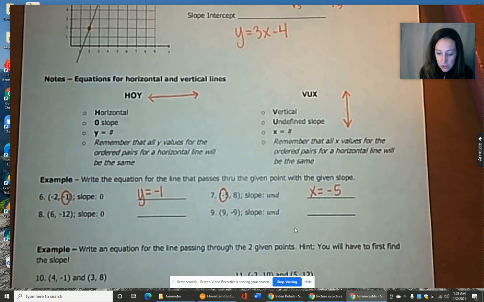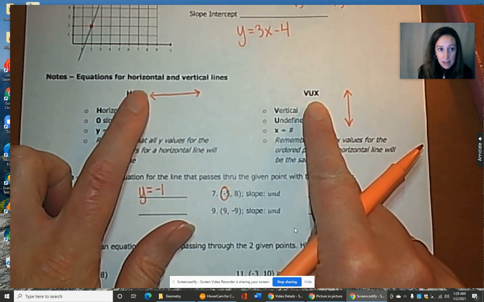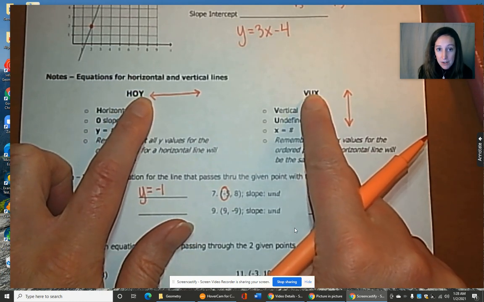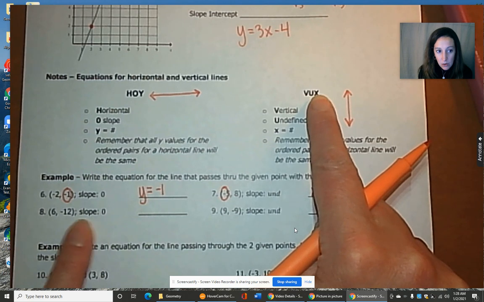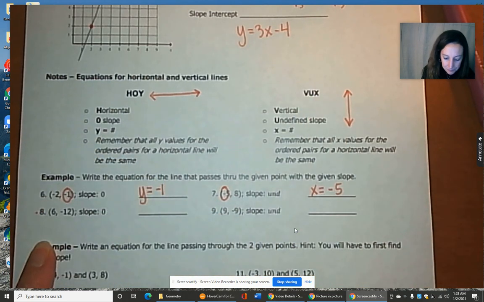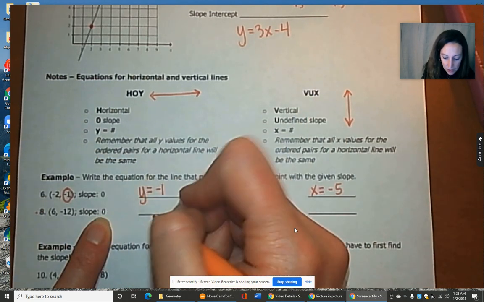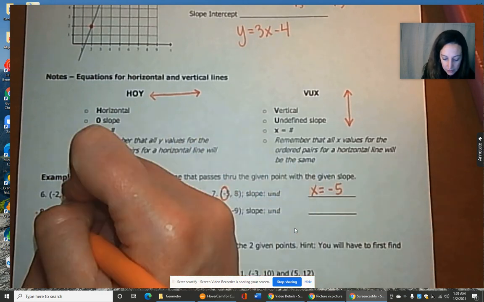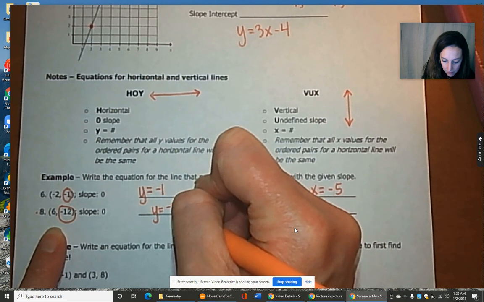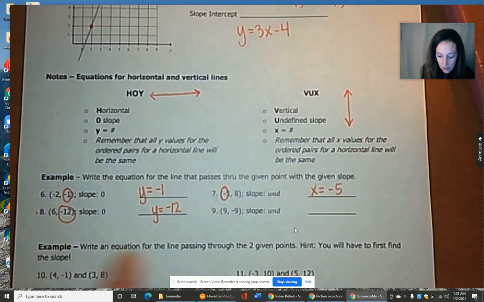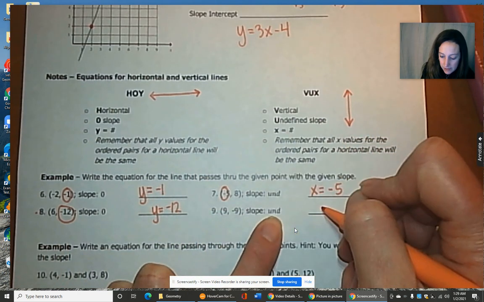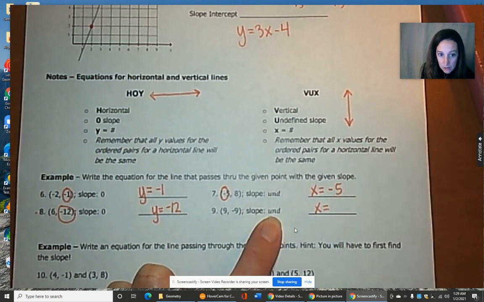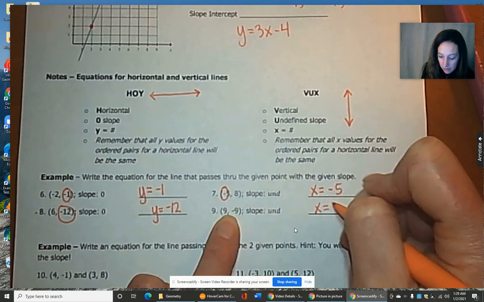So to keep them straight, remember HOY and VUX. If you have a zero slope, it's only y. If you have an undefined slope, it's only x. What's your equation going to be here? Well, it's a zero slope. So it's going to be y equals, and what is the y value? -12. Right? Over here, the fact that it's undefined tells us it's going to be x equals. What is our x value here? 9.